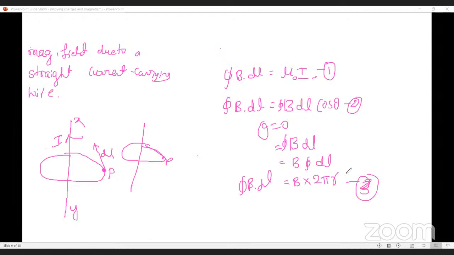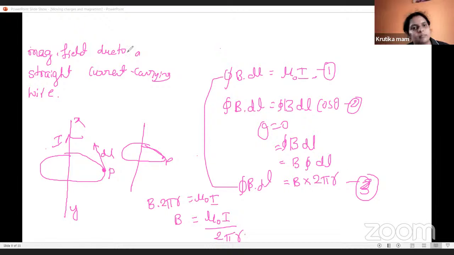Compare equation 1 and 3. If you compare equation 1 and 3, here also the line integral of B dot dl, and here also the line integral of B dot dl. Since both are the same, we can equate the RHS. So if I equate the RHS, it will be B into 2 pi r is equal to mu naught into I. So B is equal to mu naught into I divided by 2 pi r. This is the expression for the magnetic field due to a straight current carrying wire.